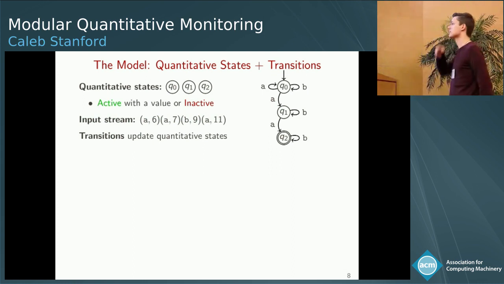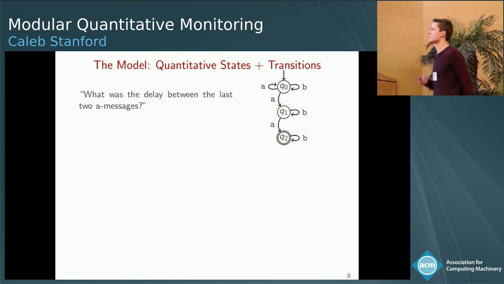Okay, so the model begins with a set of quantitative states. Just like in finite state machines, you have a finite number of quantitative states, and here you have Q0, Q1, and Q2. The thing that I'm adding to this model is that they're either active with a value or inactive. Then I have an input stream. In this case, let's imagine that I have a stream of timestamps from an event stream, and each message is either A or B, and the timestamp has to be increasing. So here the timestamps are 6, 7, 9, and 11. And then I provide some transitions to update the states, which I'll describe. They're going to be transitions between the states, kind of like in a finite state machine.